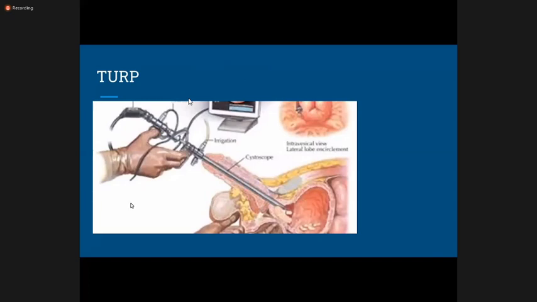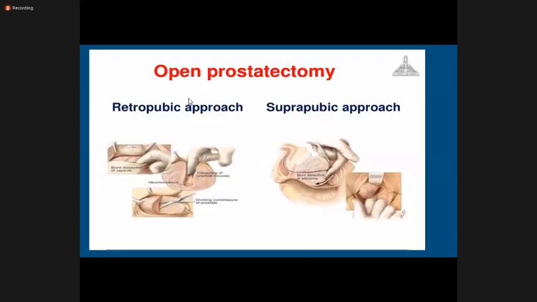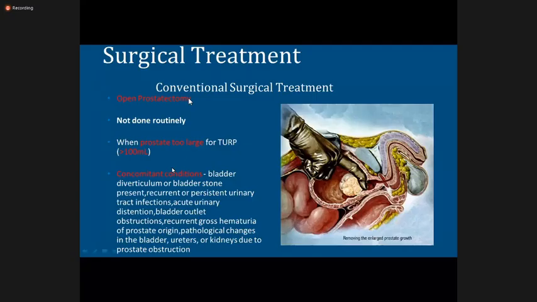In TURP, with the cystoscope, with the endoscope, we resect the prostatic tissues. The open approach is the retropubic approach and the suprapubic, transvesical approach. This is a conventional surgical treatment, open prostatectomy, not done routinely because TURP is done routinely. TURP is the gold standard, but open prostatectomy is necessary when the prostatic size is more than 100 ml. It's a huge, large prostate.